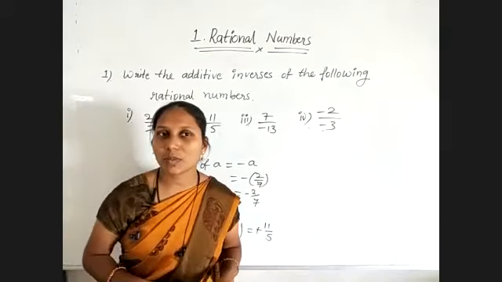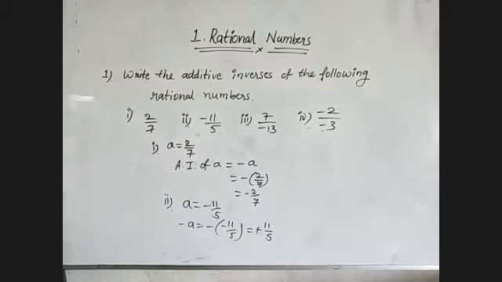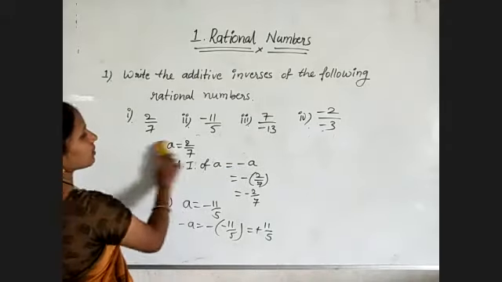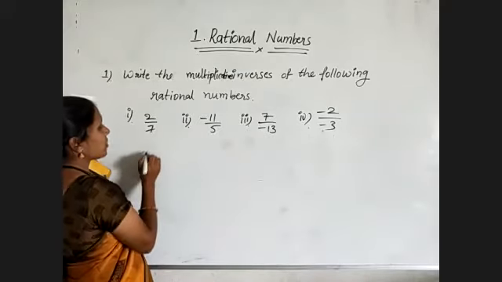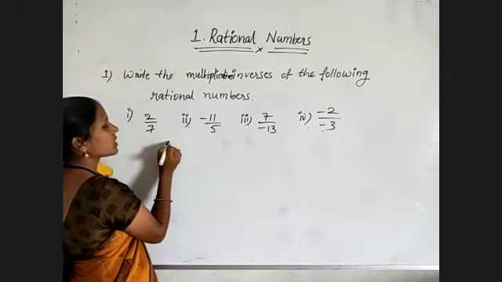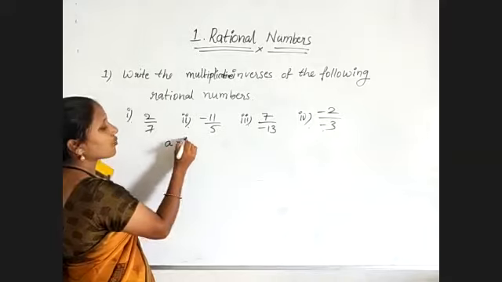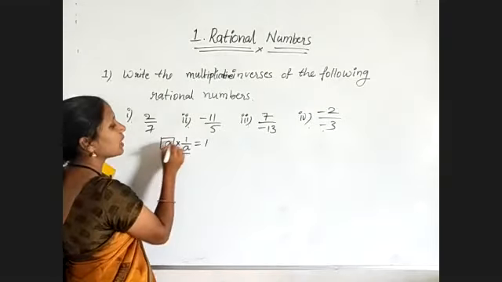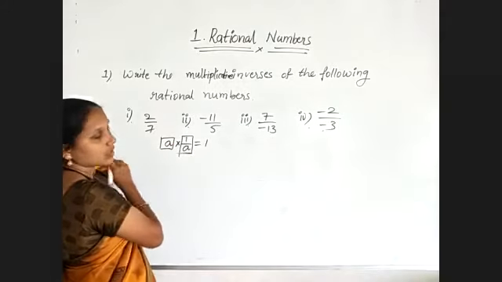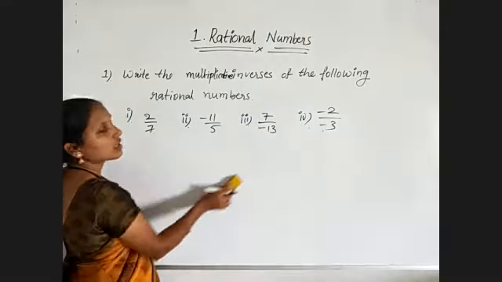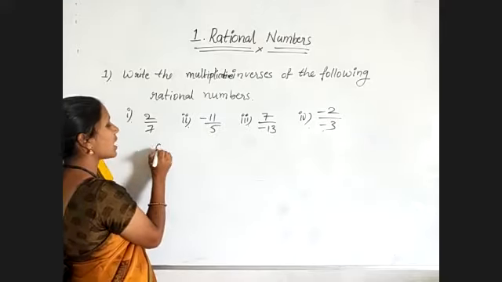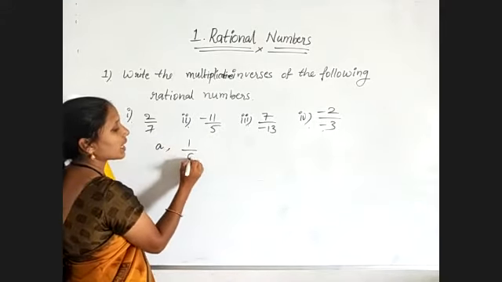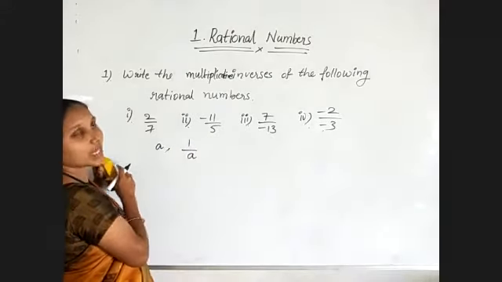Then next we will go through multiplicative inverses. For the same questions, multiplicative inverse means, if the product of two numbers is equal to 1, then those two numbers are said to be multiplicative inverses together, otherwise reciprocals for each other. So here, suppose A is a number, then 1 by A is a reciprocal or multiplicative inverse.